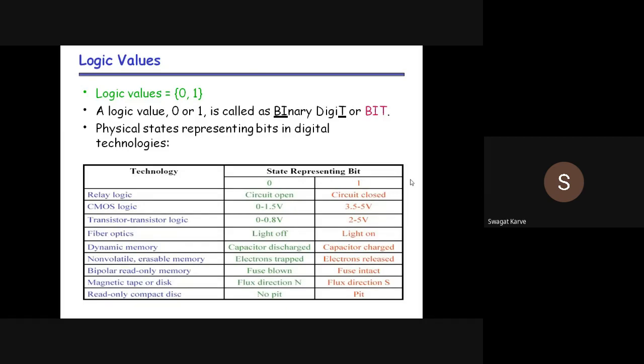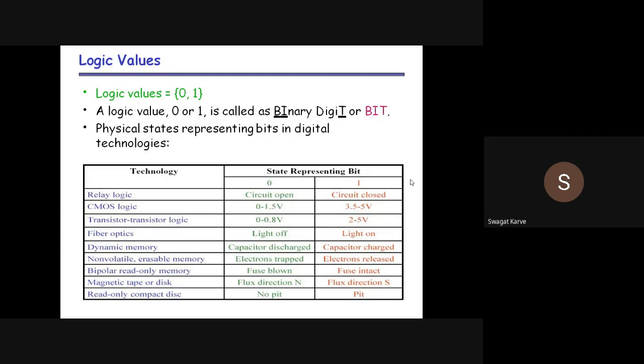So if you talk about relay logic, then in that case logic 0 means the circuit is open. That means there is no connection in the circuit. In case of relay logic, if you say logic 0, that means the relay is open. If you say logic 1, that means the relay is closed. That means the circuit is closed.